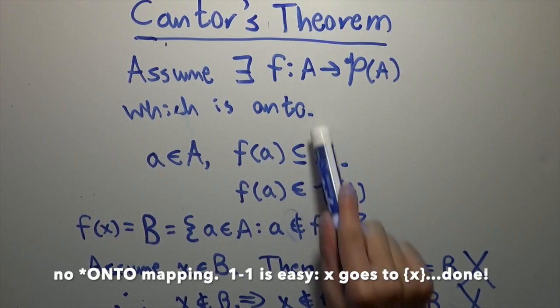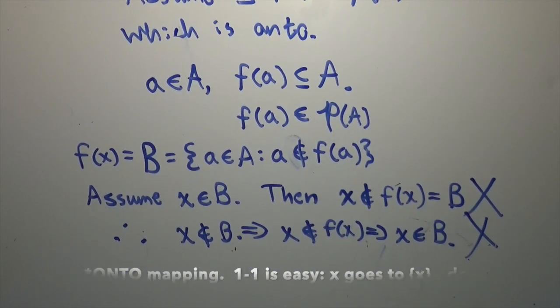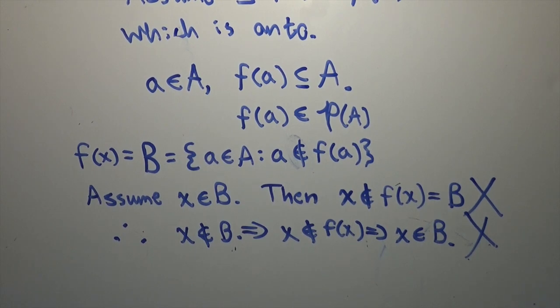There is no onto mapping from a set to its power set. Because we constructed a particular subset, which could be empty. It could be empty, right?